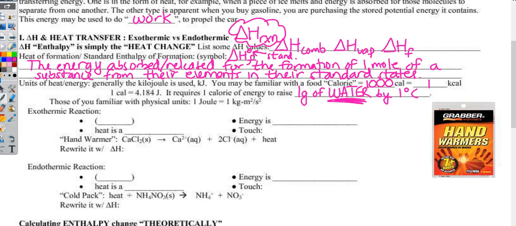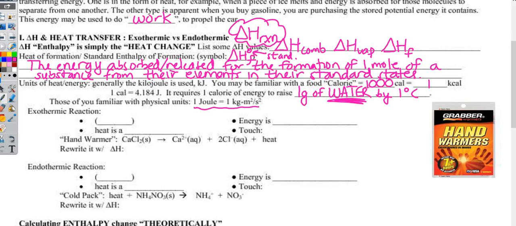And if you wanted to switch from joules, it's the same thing as a kilogram times meter squared per second squared. So later on, when we end up doing calculations, it'll make more sense as to how these units are actually working out. Okay. Exothermic reactions.